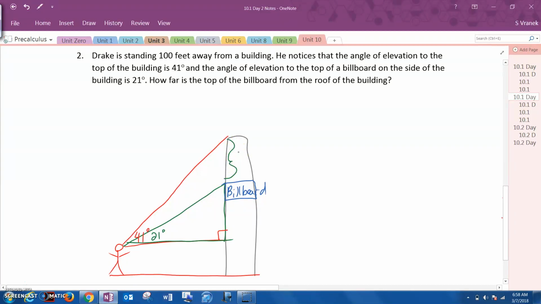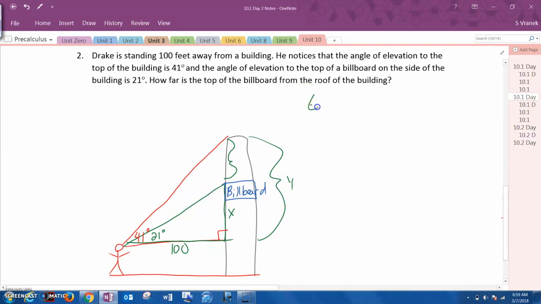But since we have the two triangles, we can find the length of the big triangle and the length of the small triangle, and then we can just subtract them. That'll give us that piece. So I have two setups here. I'm going to call this whole thing y, and this little piece x.